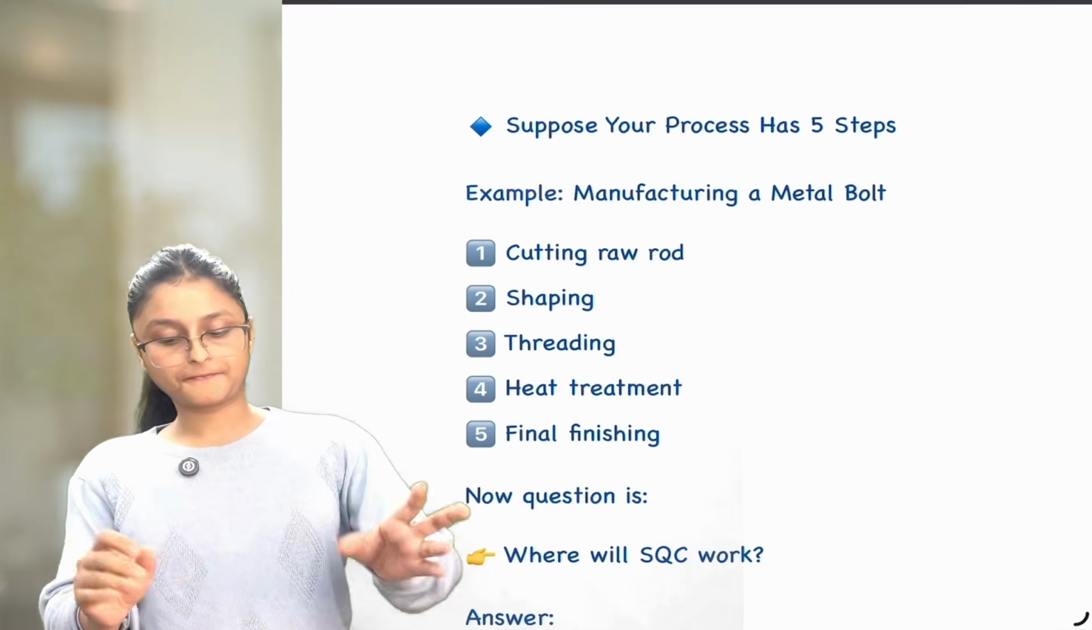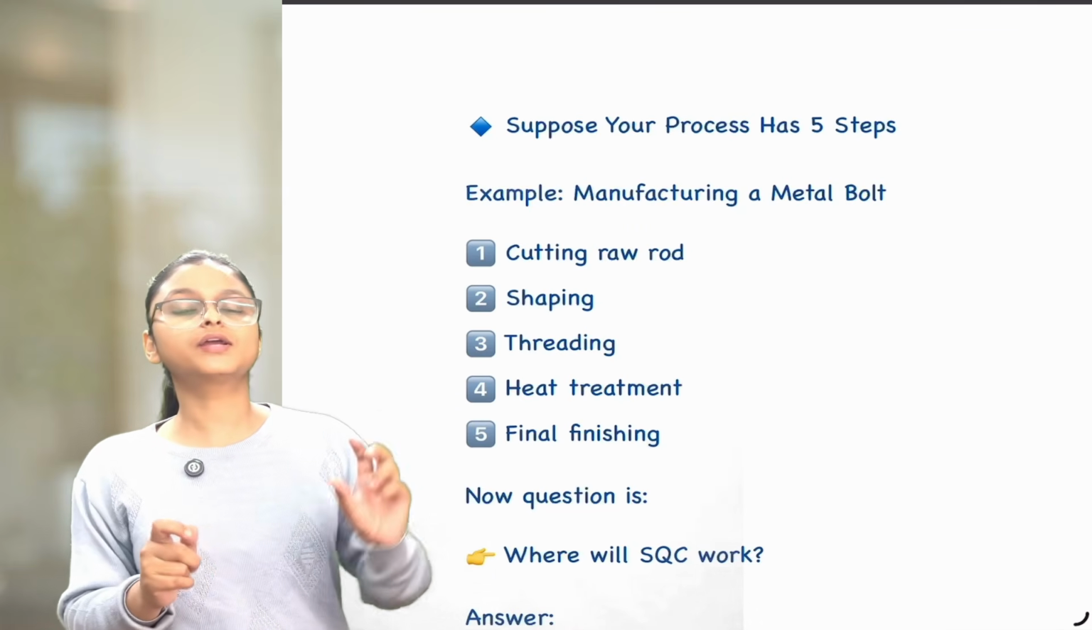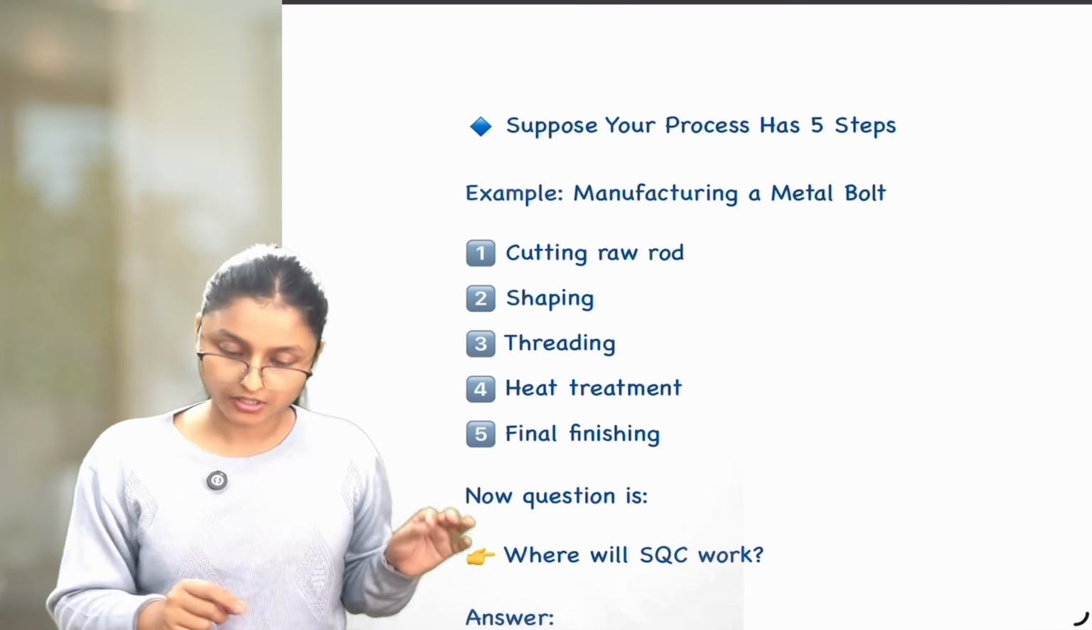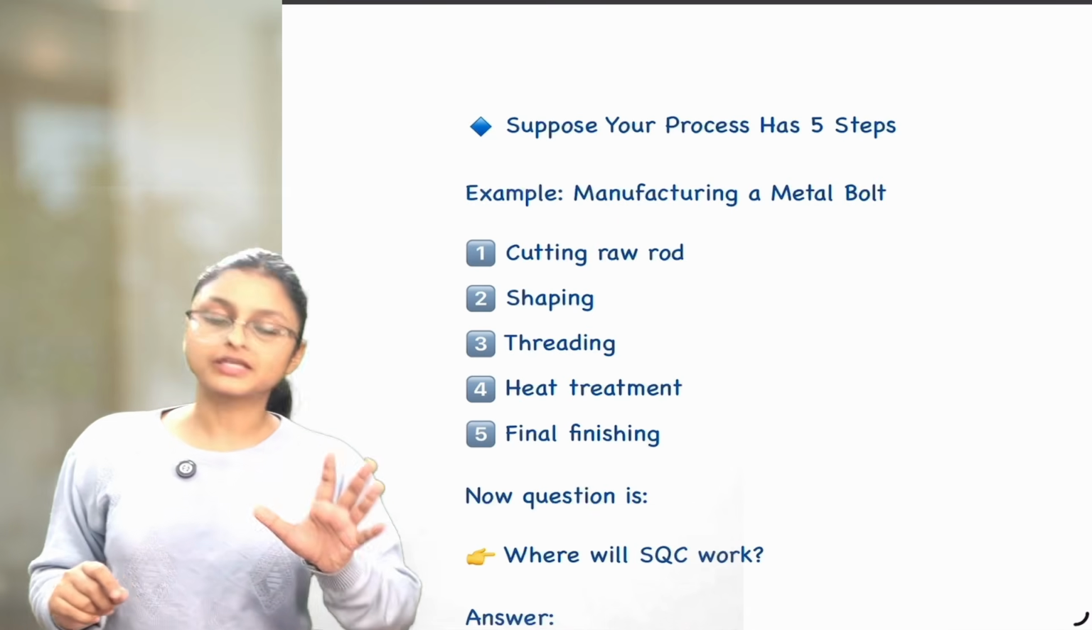That is threading. Next comes heat treatment, where we make sure that our bolt is hard enough so it can be used in walls also. Then comes final finishing of the product. This is the 5-step process for making a metal bolt.